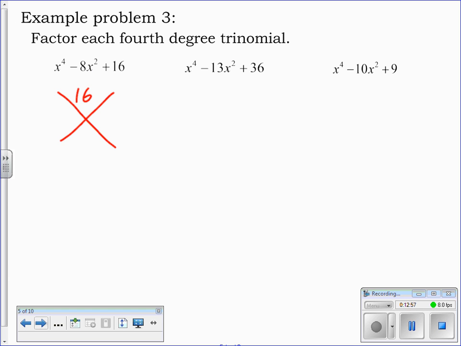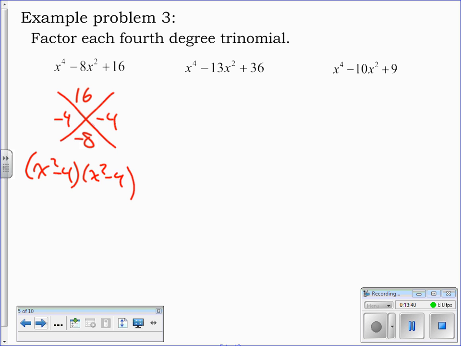So I get 2 numbers to multiply, give me 16. That subtract to give me negative 8. Negative 4, negative 4. Okay. Now, normally I would write this as negative 4 squared. Not going to do that here. I want to keep them separate, and you'll see why in a minute. So I get x squared minus 4, x squared minus 4. Because I didn't start with x squared originally, I started with x to the 4th. So that means my factors are going to be x squared, half the power.